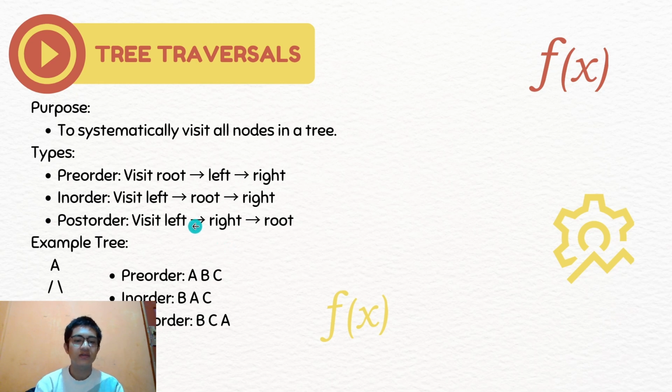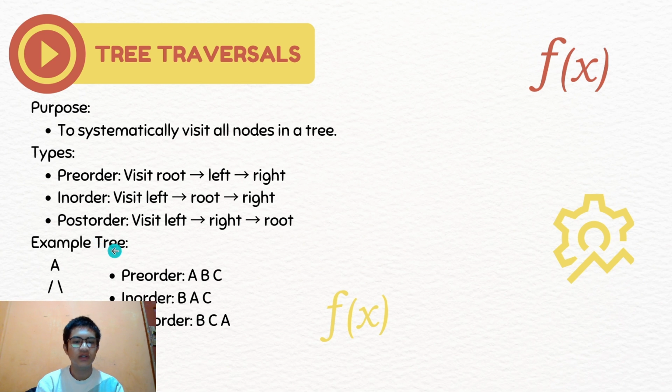Next, tree traversal means visiting all the nodes in the tree in a specific order. There are three main types. One, pre-order: visit the root, then the left subtree, then the right. Two, in-order: visit the left subtree, then the root, then the right. Three, post-order: visit the left subtree, then the right, and then the root.